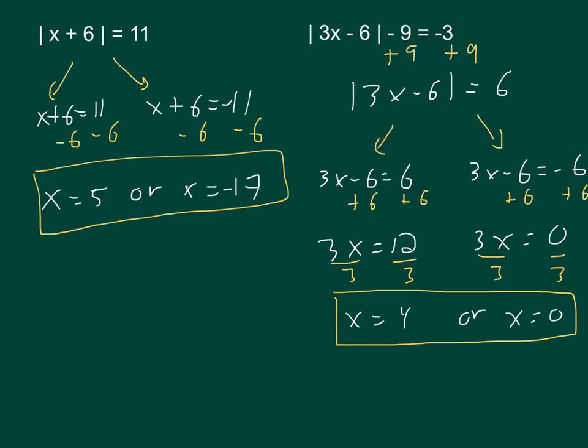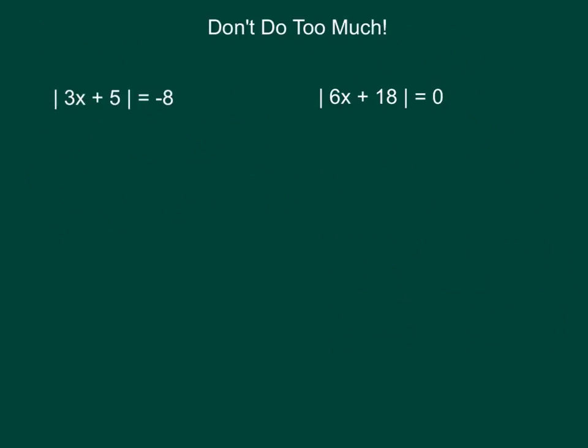If you choose 4, 3 times 4 is 12, 12 minus 6 is 6, and the absolute value of 6 is 6, which 6 minus 9 is -3. And if we just use 0, then 3 times 0 is 0, so the absolute value is asking for the absolute value of -6, which is 6, and that minus 9 is -3. Alright, so there you go. Hope this is starting to make a little bit more sense.